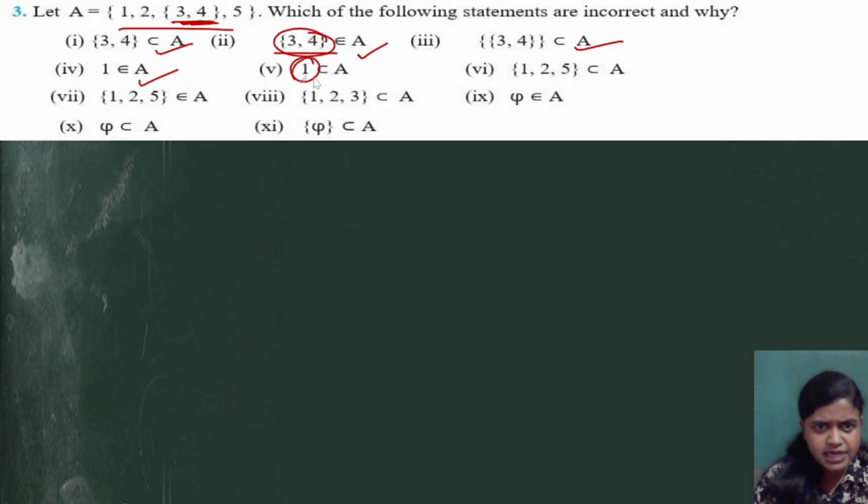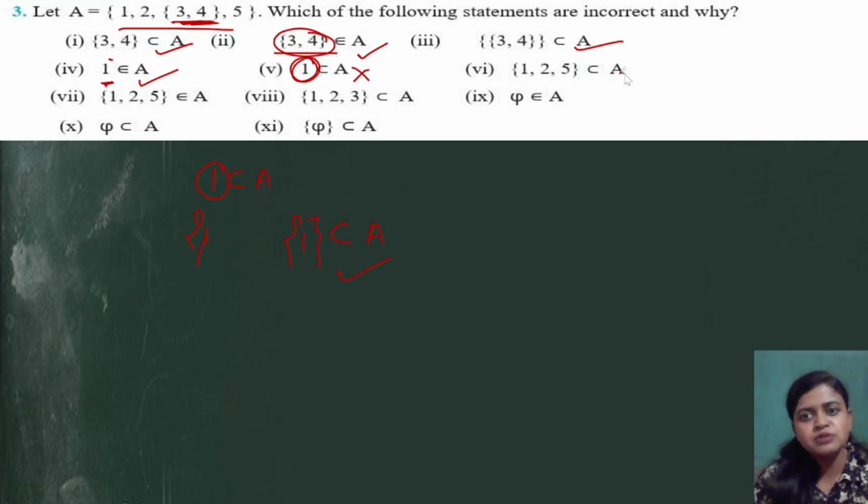1 subset of A. No, this is not a set. This is an element. An element cannot be a set. Subset means what? First, this should be a set. Then we can say this is a subset. So how can we say one element is a subset of A? No, this should be a set. If we write it like that, it will be true. But here 1 is the element. That's why you can write 1 belongs to A. This is correct. But here this is not correct.